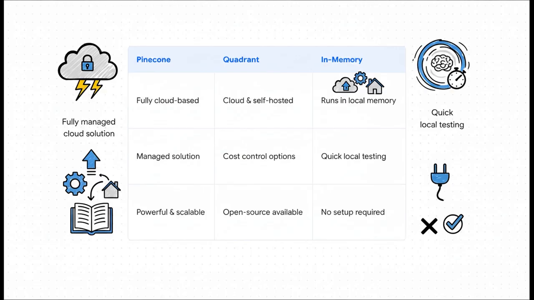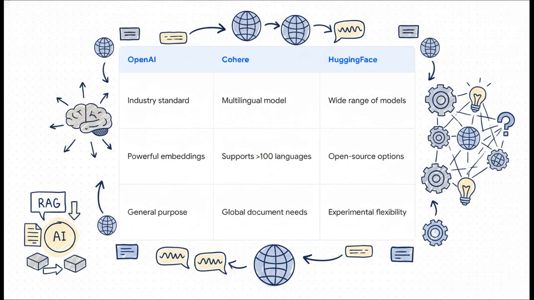And the in-memory store? That's your quick and dirty sandbox for when you're just testing things out locally. Now, the translator block, your embedding model, is another huge choice. This directly impacts how well your AI actually understands the subtleties of your text. OpenAI is kind of the industry standard, it's really powerful.